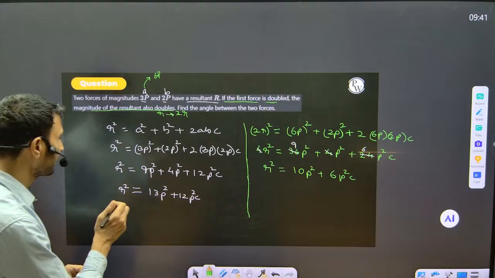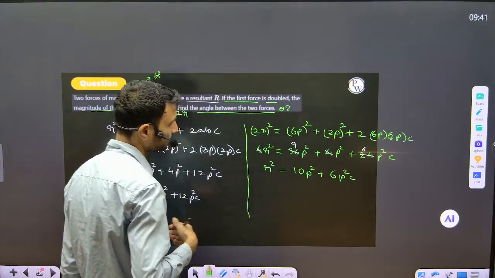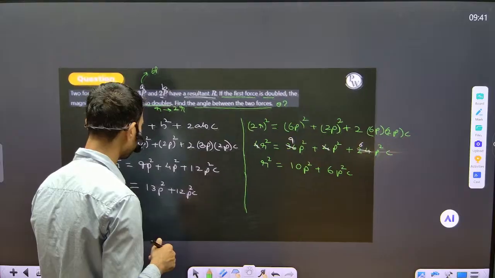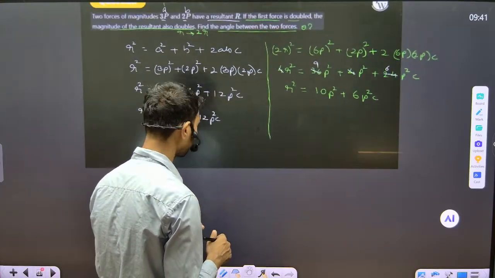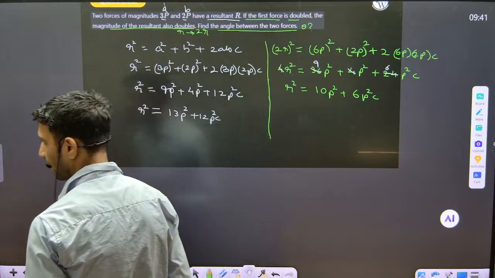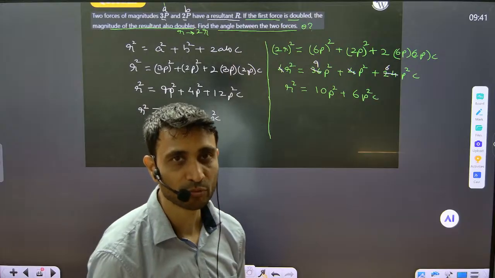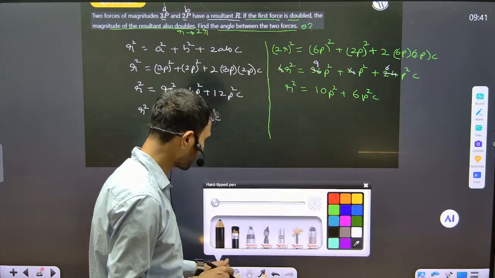Now we have to find the angle between the forces. Means what we have to find out, guys? We have to find out theta, right? Means cos theta we have to find out. How do we do that? Let's see. How can we get that? I've got it till here. Now I have to get the value of cos theta. So how do I get the value of cos theta? I have to remove the value of r square, right? So let's remove r square from here.